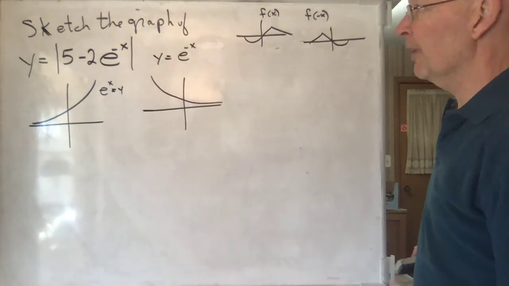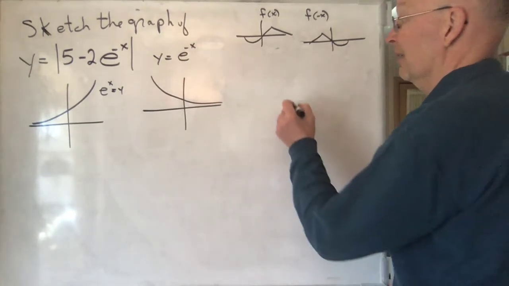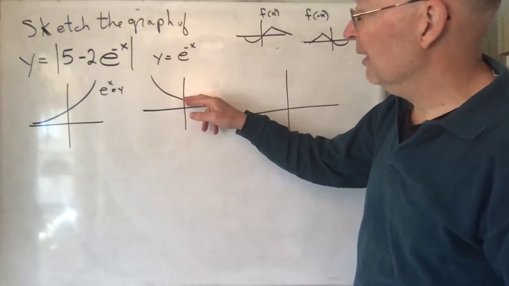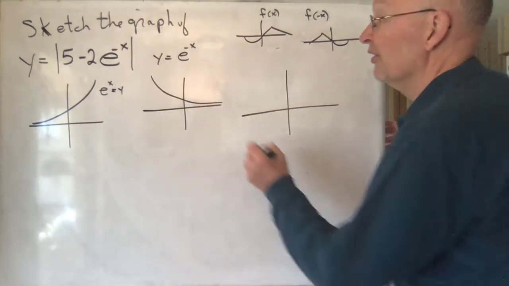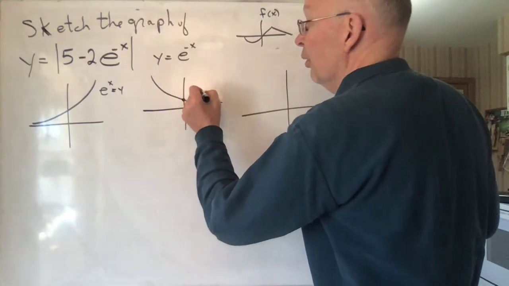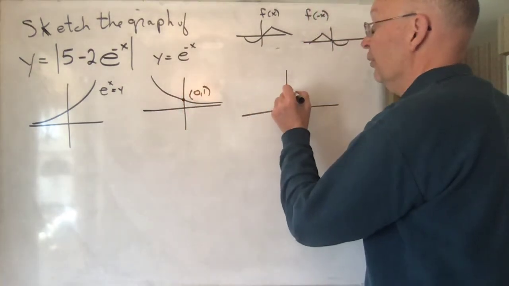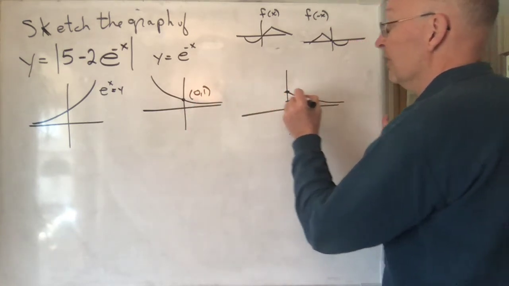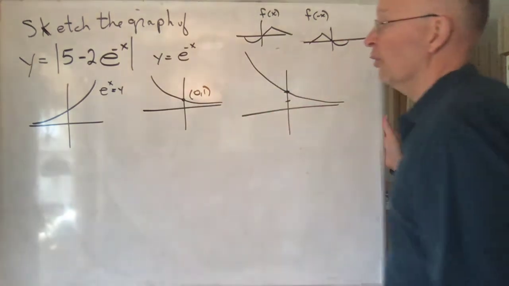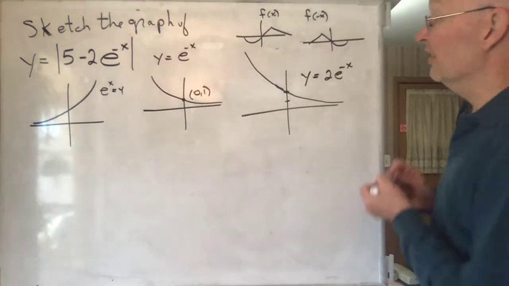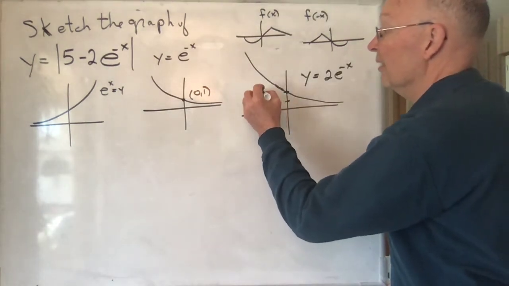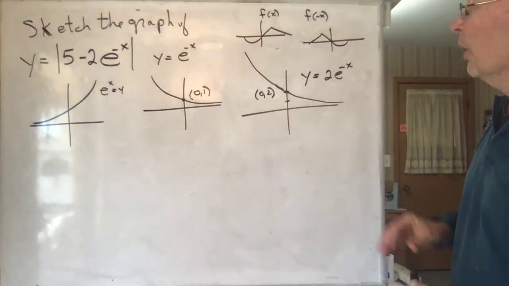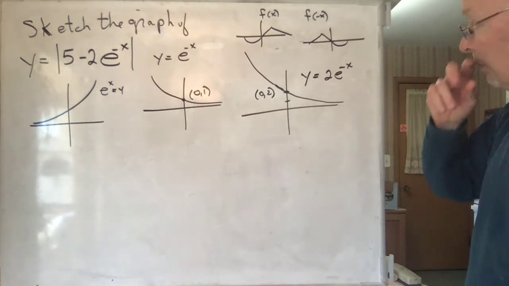And now what happens if I multiply that by 2? If I multiply it by 2, it's going to be twice as high. So instead of going through the point (0, 1), it's going to go through the point (0, 2). And these will still be going down to 0. It's just that they'll be twice as high. So what did I just say? This is the point (0, 2). So now we have this one.